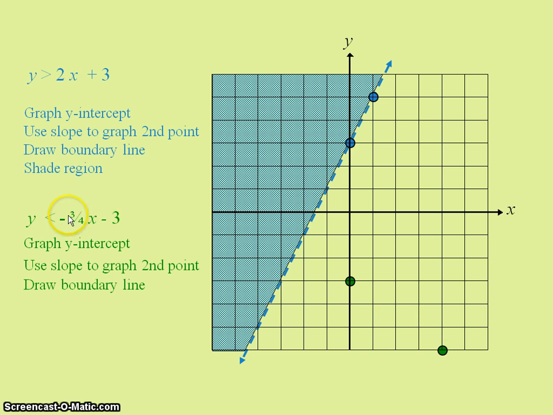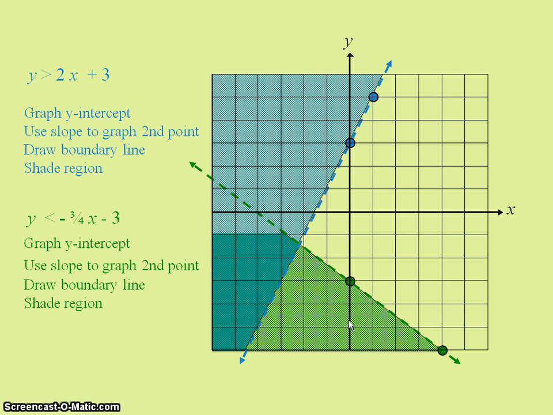Okay, draw the boundary line. Again, this is not underlined, so it's going to be another dotted line. There it is. Then we want to shade. Here is our inequality. It's less than. So less than, I shade below everything here where the cursor is. This is where I'm shading everything.